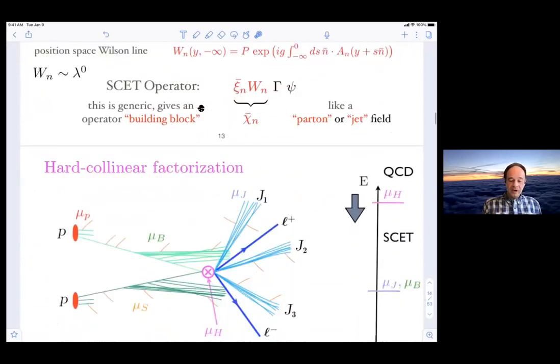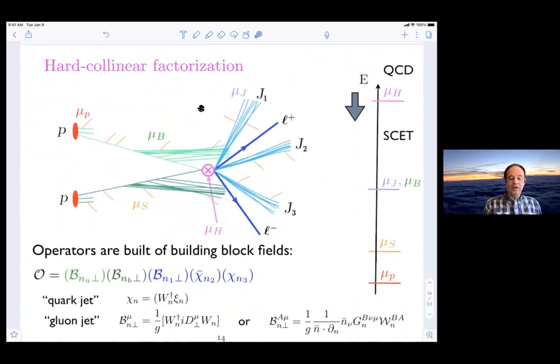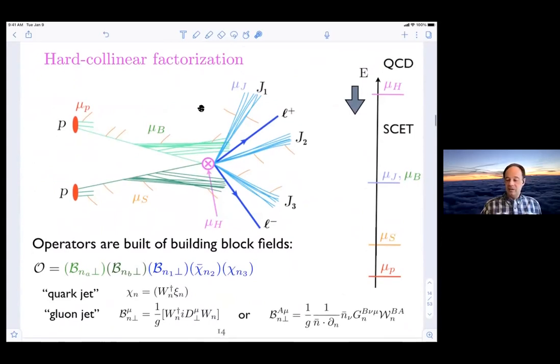So if we go back to our process here, where we had a hard scattering with different collinear directions, you might imagine that the incoming particles are gluons, and maybe 2 of the outgoing jets are quarks, and one of them is a gluon. I guess this one was the gluon in my numbering. And then you have a building block object also for the gluons. It's basically a gluon field strength dressed by an adjoint Wilson line, in the same way that this was a quark field dressed by a fundamental Wilson line. And we build operators out of products of these building blocks, and that's it.